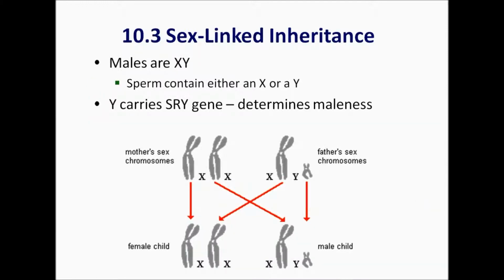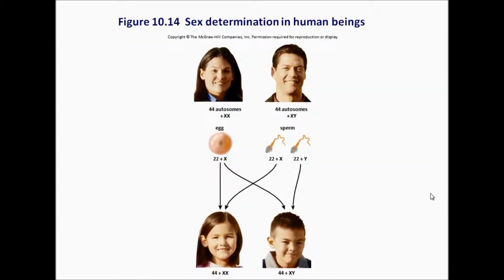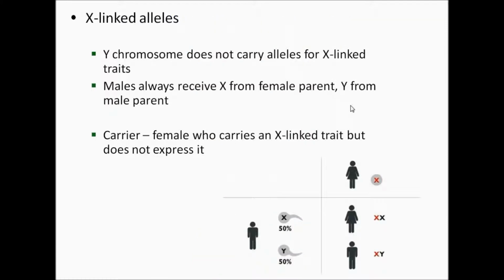So males are XY, and the Y carries the SRY gene, which determines maleness. So what determines the sex of your child is the sperm. Here's just a little bit more of that. The Y chromosome does not carry alleles for those traits. Some of those traits, like male baldness and red-green color blindness, are things that happen to be on the X chromosome and come through.